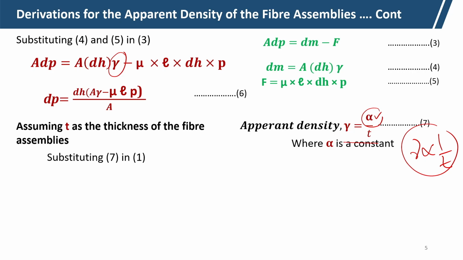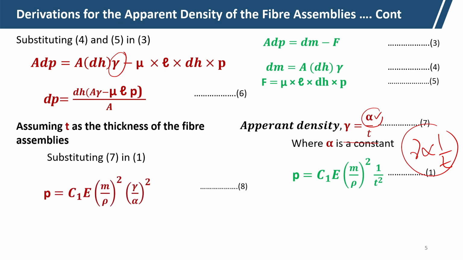So, substituting equation 7 in 1, what is equation 1? This is Van Wyck's equation, and what we get here is pressure equal to, we are just replacing T with this equation. So now we are getting pressure in terms of gamma, that is, apparent density.